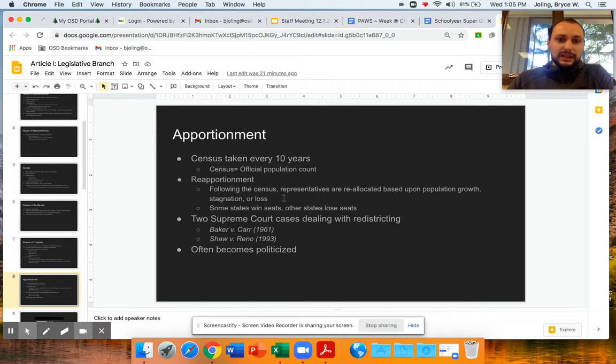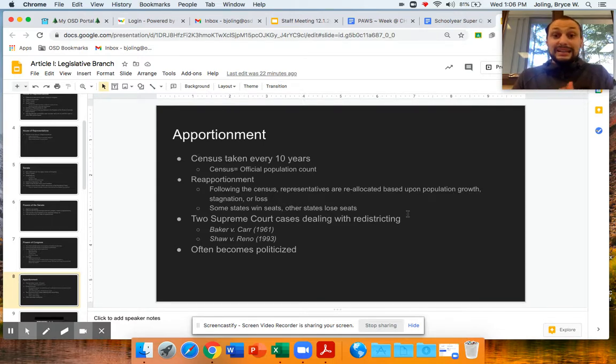So, like I said, representatives are reallocated based upon population growth. If there's stagnation or loss, some seats are won in some states, and some seats are lost in other states. There are two really important Supreme Court cases dealing with redistricting. And those are Baker v. Carr in 1961. This is a case that came out of Tennessee, and the Constitution had stipulated that districts need to be evenly drawn with regards to population. And so in Tennessee, there were some districts where the population was significantly larger than other districts.